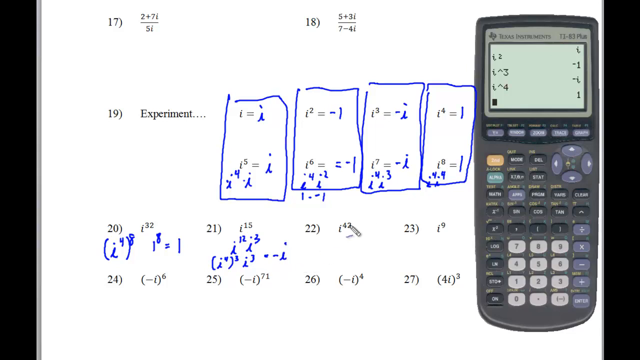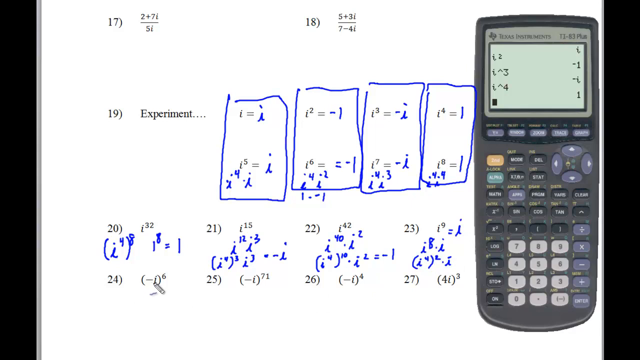i to the 42nd power. Now this is i to the 40th power. Notice I've picked another multiple of 4 here, times i squared. Now i to the 40th is i to the 4th, which is 1, raised to the 10th power. So that's 1 times 1 times 1, 10 times, which is 1, times i squared, which is going to be negative 1. A smaller problem like this is easier to digest, because this is i to the 8th times i, and i to the 8th is just i to the 4th squared. So that's 1 times 1 times i. The answer here is i.